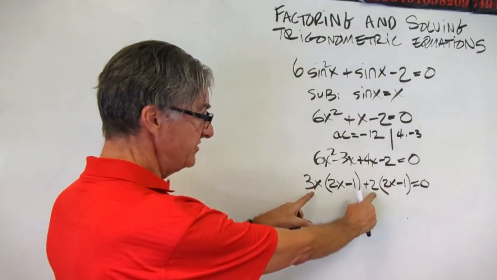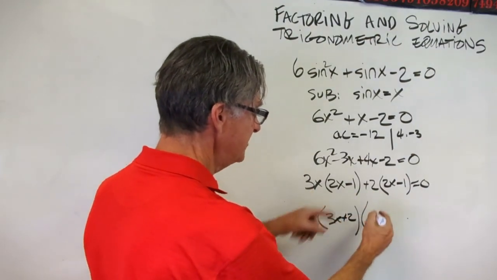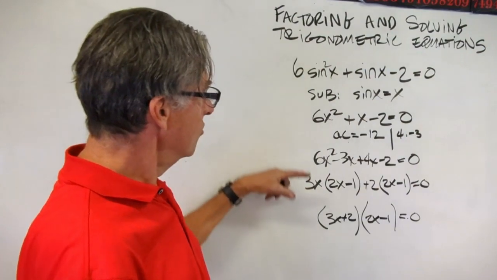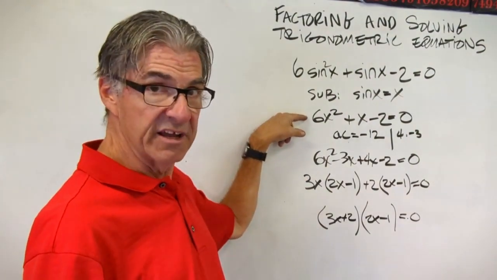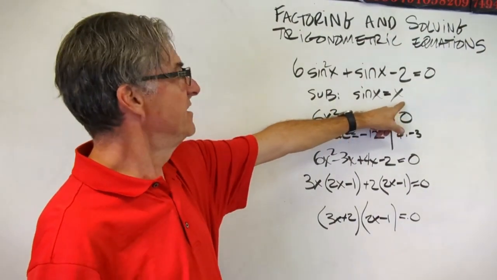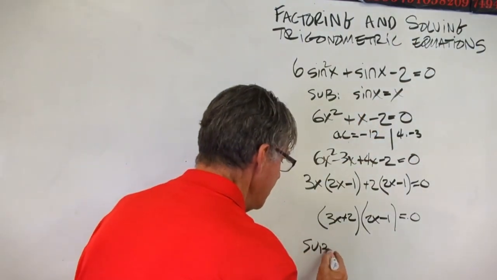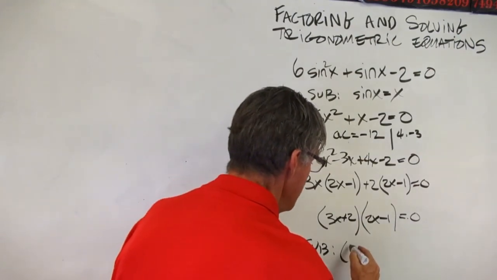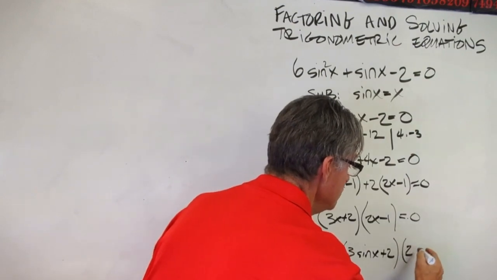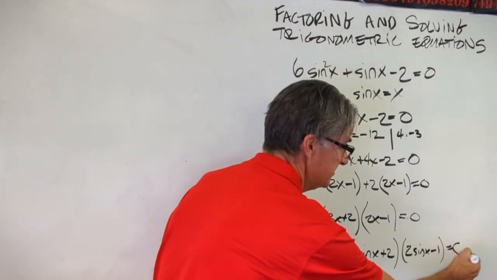Okay, so now what I do is these 2 become one factor, 3x plus 2, and then this one is the other factor, 2x minus 1 equals 0. And so now we have factored this quadratic. Now we need to substitute again, so we can go backwards. We're going to take the x that shows up here and replace it with sine x. So I'm going to write sub again, because that's what we're doing, and I'm going to get 3 sine x plus 2 times 2 sine x minus 1 equals 0.